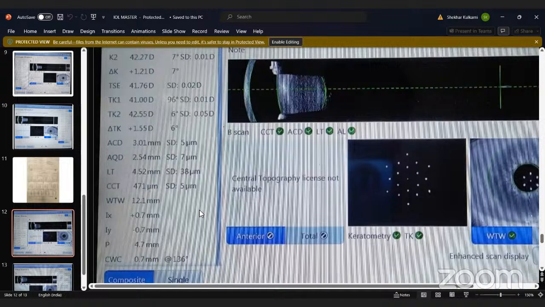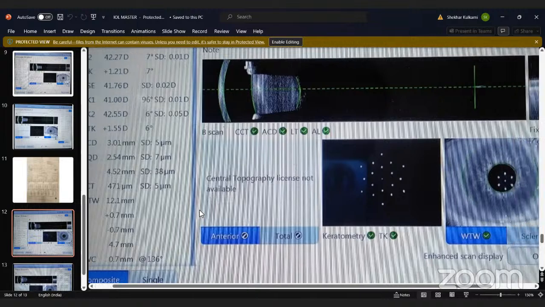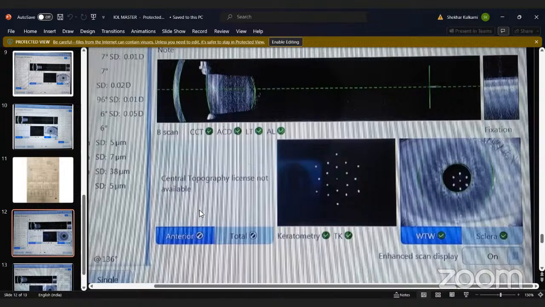See for these eyes, so we do 0.5. So we cannot prescribe multifocal lenses. So how do you interpret the CWC? You have to see the scan there. The pupillary axis and the visual axis are different here. The pupillary axis is far away from the visual axis. So you can see the scanning.